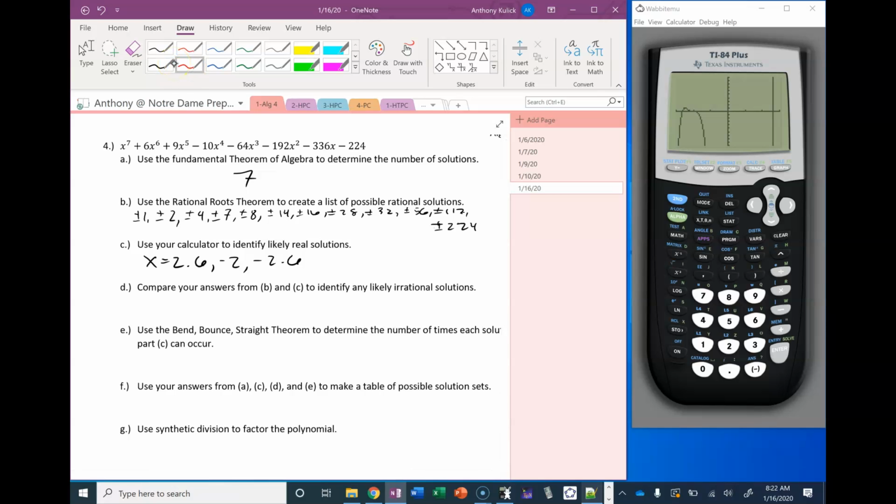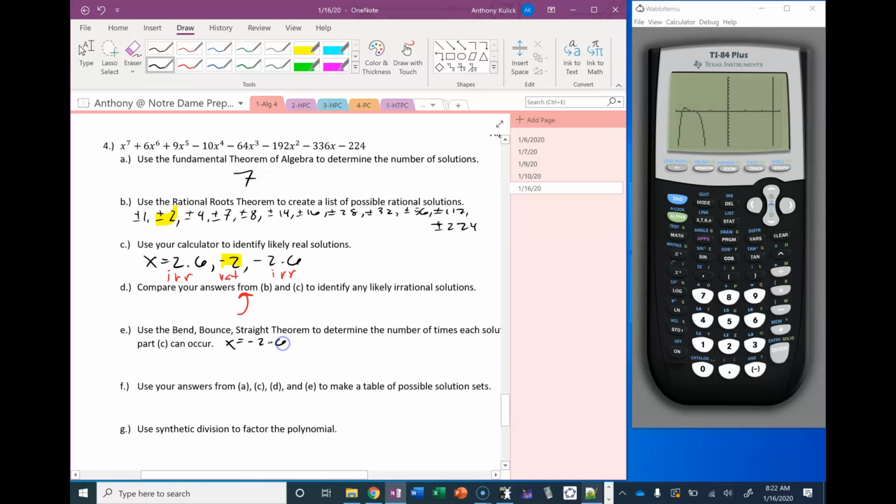Are any of these irrational? Yes, which ones? Both the decimal ones are. How can I tell? They aren't on my list, right? My list has only integers on it, so as soon as I saw decimals popping up, I knew that those decimal ones were going to be irrational, right? So that's good to know.